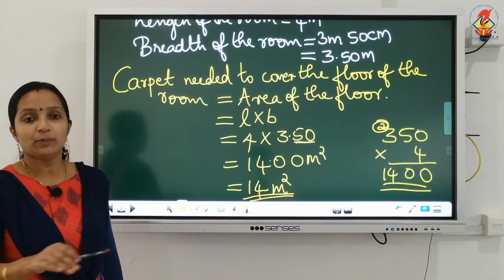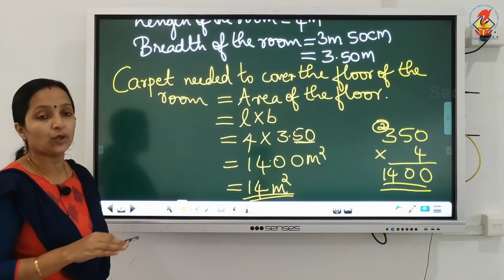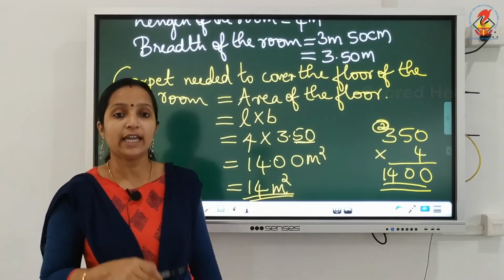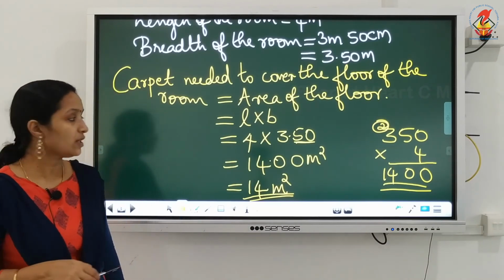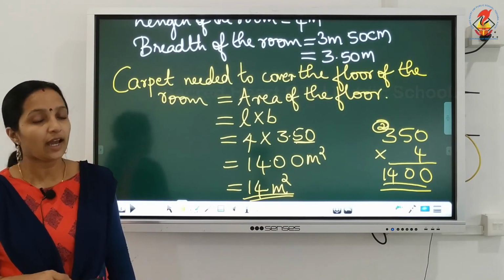We have to put a carpet on a floor. That means the carpet needed to cover the floor of the room will be equal to the area of that particular floor. That's why we find out the area, and we got the answer as 14 meters square. I hope this answer is clear.